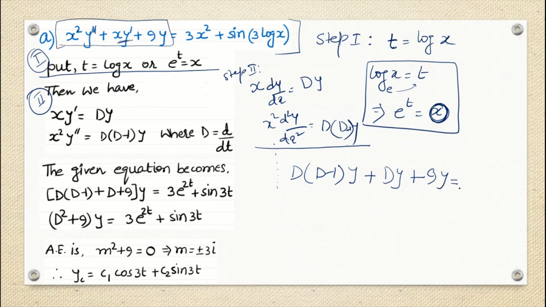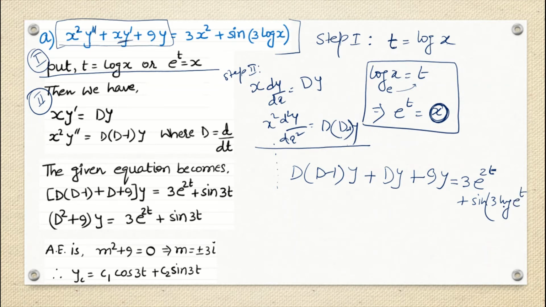Now what will be in my right hand side? I can see that 3x square is there, and I have to substitute x with e raised to t. So x square will be e raised to 2t, correct? Because now I'm using the variable t, we are not using x anymore. So x is e raised to t, plus this is sine 3 log x. So log x is what? t, correct?